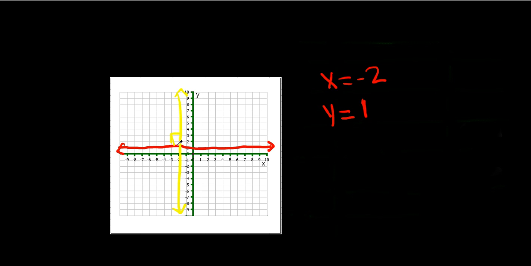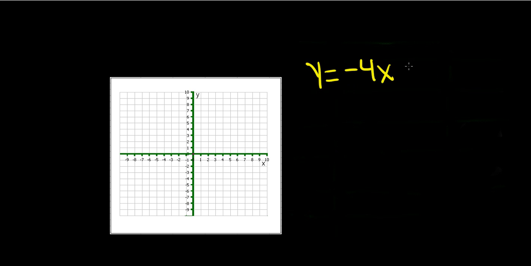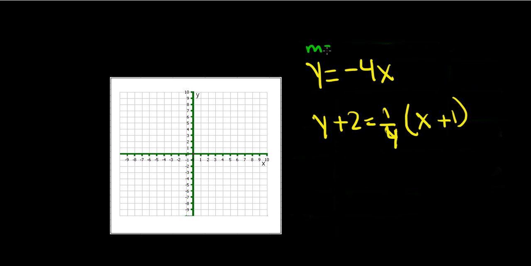We have y equals negative 4x and y plus 2 equals 1/4 parentheses x plus 1. Let's look at the first equation. The first equation is still in point-slope form, except it doesn't have a y-intercept. So we know that negative 4 represents the m, which is the slope. So the first line has a slope of negative 4. The second equation is in point-slope form, and the 1/4 is in the place of the m. So 1/4 is the slope of the second line.